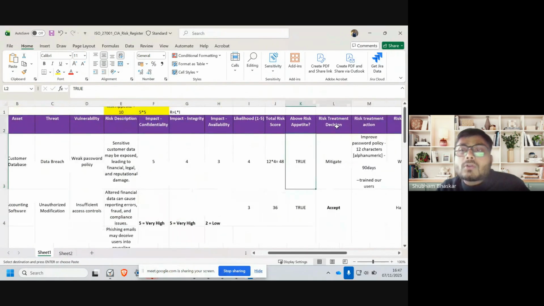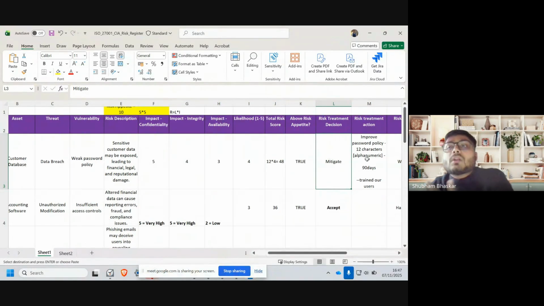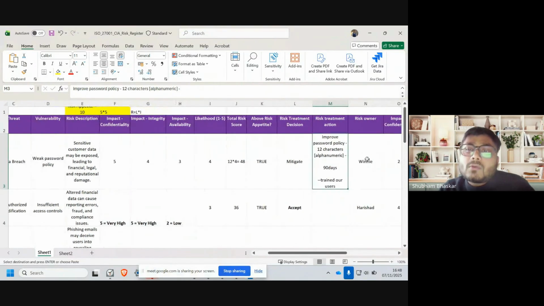So then you talk to the senior management. They will tell you that yes, we can mitigate it. Or they can say that, you know what, even if the risk is very, very high, we can't do anything. Again, look, that's a discussion we'll have in domain 3. Right? So what is the decision that came out? Yes, we are going to mitigate it, and we are going to improve our password policy.